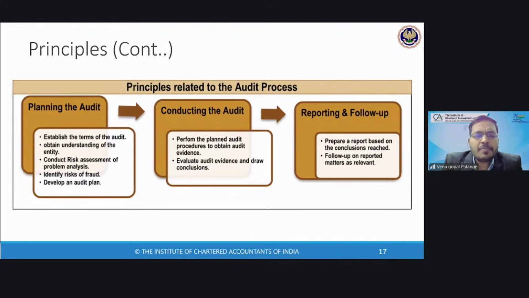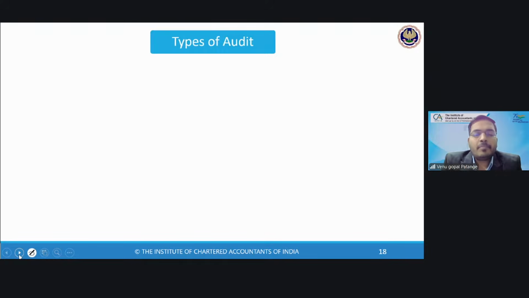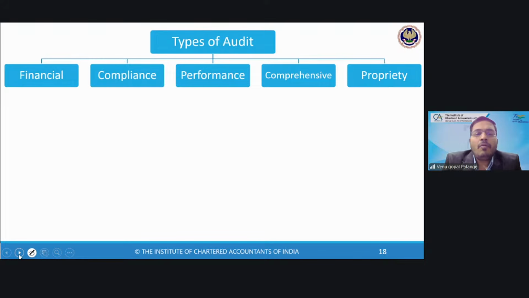Shall we take a few questions on principles? So, we'll move to types of audit. How many types of audit do we have? We have 5 different types of audit in the case of PSU, which are financial, compliance, performance, comprehensive, and proprietary. We will deep dive into each type of audit and understand what it is. So the homework which you need to do, you can make a note.